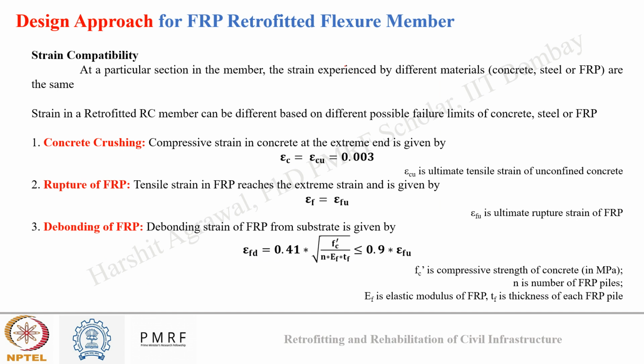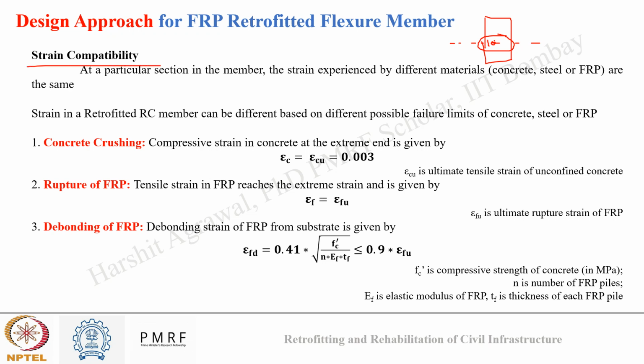The most important thing, or we can say assumption, in design of flexure is strain compatibility, as you may know from the design of reinforced concrete and also from IS 456. So what does strain compatibility mean? At a particular section in the member, the strain experienced by different materials is the same. Suppose I have a beam and I am taking this section. There can be steel here and concrete here. Suppose there are steel and concrete both, so the strain experienced by both steel and concrete will be the same. That is known as strain compatibility.